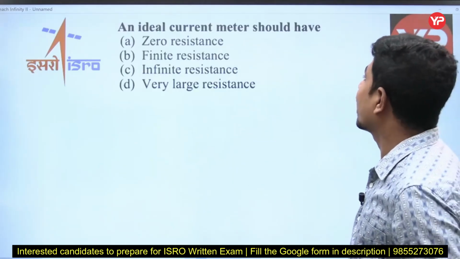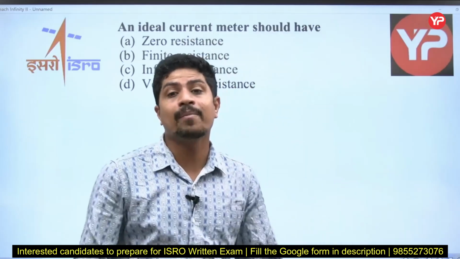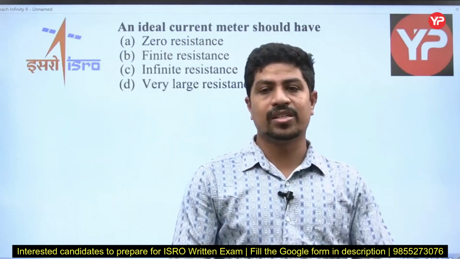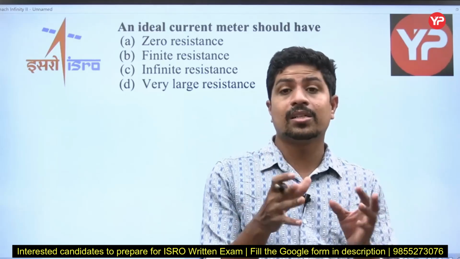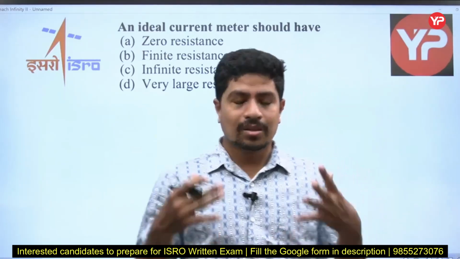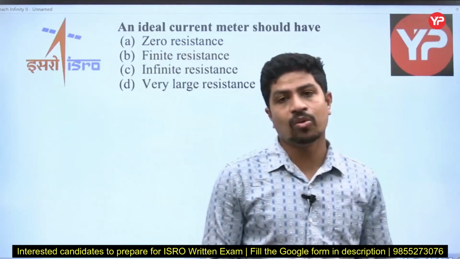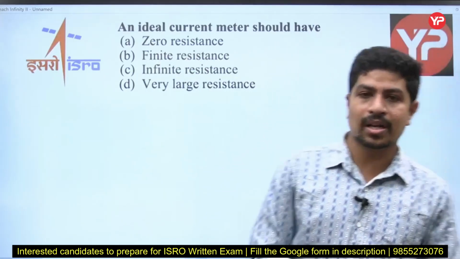Next. An ideal current meter, an ideal ammeter, must have 0 internal resistance. Why? It is carrying current. If it has some resistance, some voltage is going to drop in that. That will change the operation of the circuit, right? Therefore, an ideal ammeter must have 0 internal resistance.